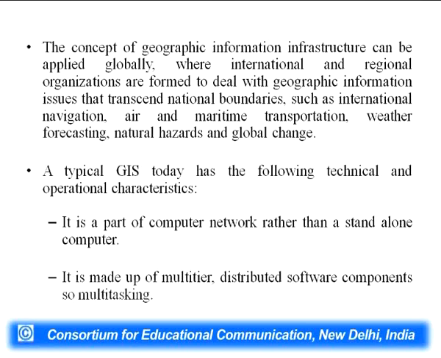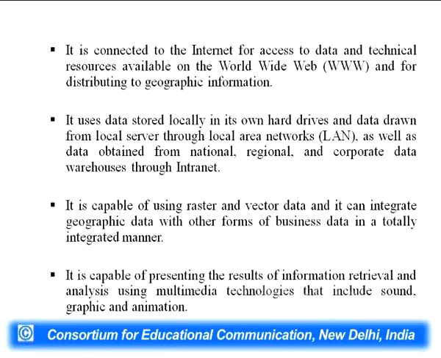So, a typical GIS today has the following technical and operational characteristics. It is a part of a computer network rather than a standalone computer. It is made up of multi-tier distributed software components, so multitasking is possible now. It is connected to the internet for access to data and technical resources available on the World Wide Web and for distributing geographic information. It uses data stored locally on its own hard drives and data drawn from a local server through a local area network, as well as data obtained from national, regional and corporate data warehouses through intranet.